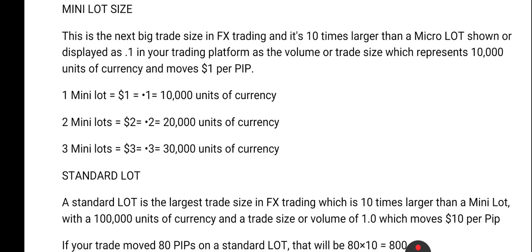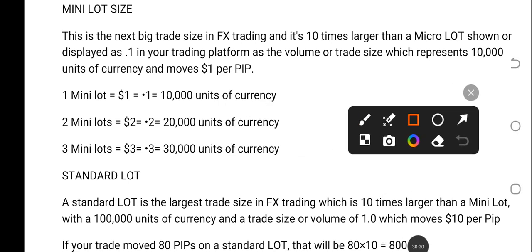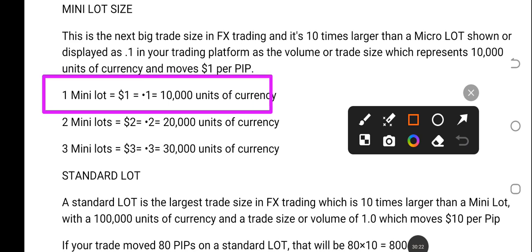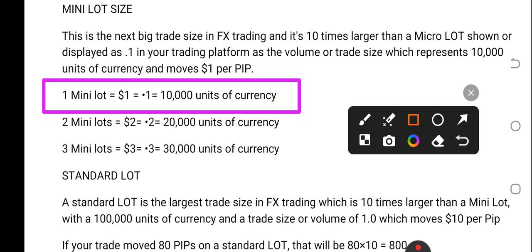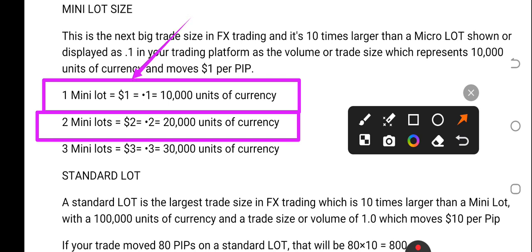So if you are going to trade one mini lot like this, you need 10,000 units of currency. Okay? If you are going to trade two mini lots, what do you need? You multiply it by 2. You need 20,000 units of currency. And if you are making $1 for one mini lot, if you are now trading two mini lots, which is times 2, you'll be making $2 per pip.